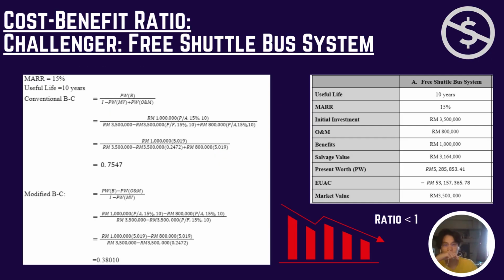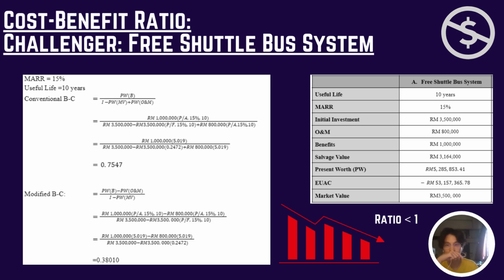Before we start, I would like to tell you about how the BC ratio is calculated. The BC ratio is actually the PW of benefits divided by the PW of cost. So this is the conventional BC ratio: the benefits minus the disbenefits divided by the cost minus the salvage value. And then we also have the modified BC ratio. The modified BC ratio includes maintenance and operation, which is the O&M cost, in the numerator, and treats them similar to disbenefits. So we can see in the calculation here.